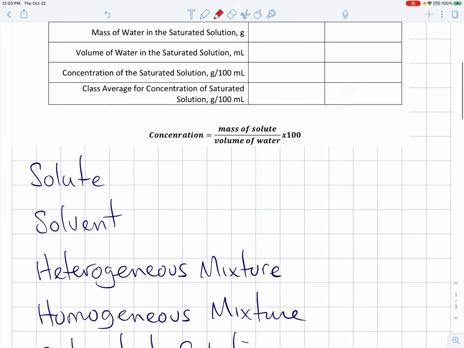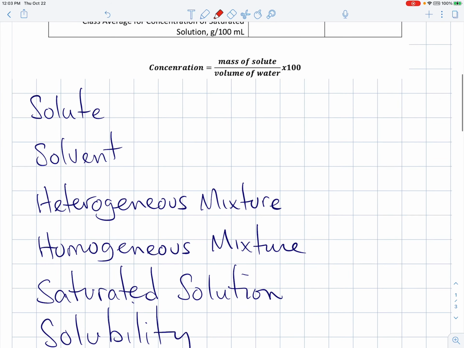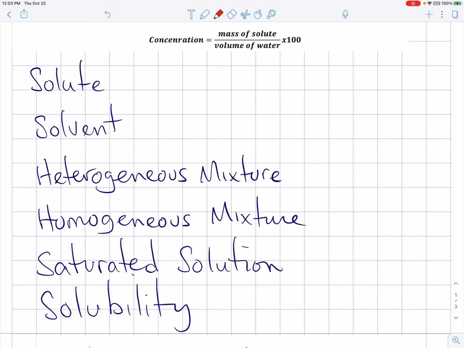So some quick vocabulary review. In this experiment, the solute was the salt. So sodium chloride, or for some of you, calcium chloride. The solvent was the liquid that we were dissolving the solute in. So for all of us, it was water. We took about 5 grams of the solute, the salt, and we added it to about 5 milliliters of water, the solvent. When we added them into a test tube, at that point, we had a mixture.